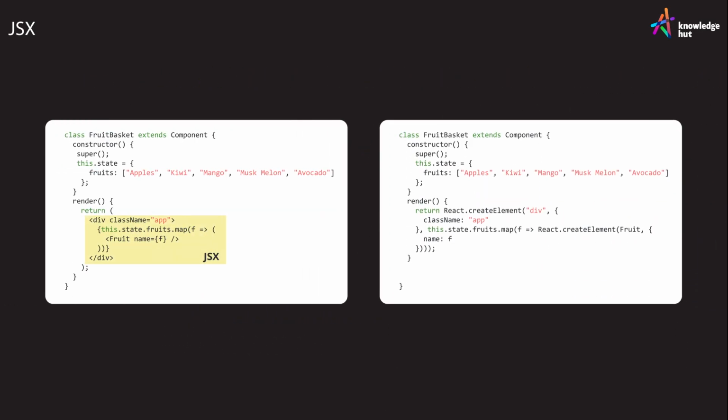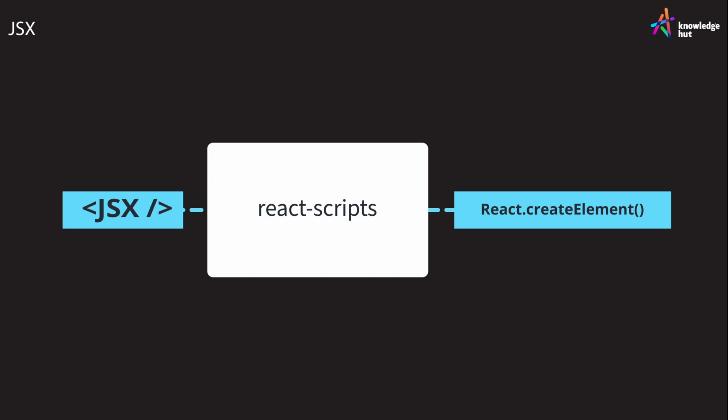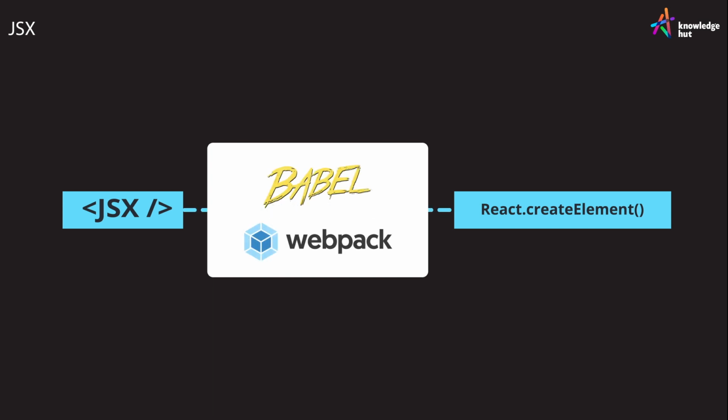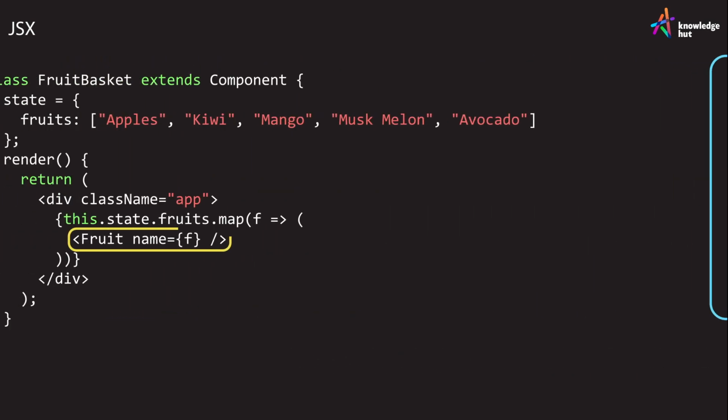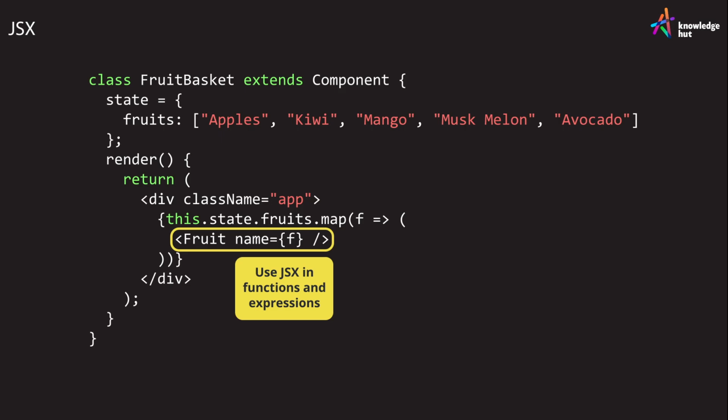The JSX on the left is thus compiled into the code that you see on the right. This transformation is made possible by the React scripts package, which internally uses Babel and Webpack. A great developer experience is key, and React certainly provides one, enabling all kinds of developers to easily embrace the library for their projects. JSX is one way by which React makes it easy for developers to express visual elements and layouts and still retain the expressiveness of JavaScript. You can use JSX directly within functions and JavaScript expressions, such as the one you see here.